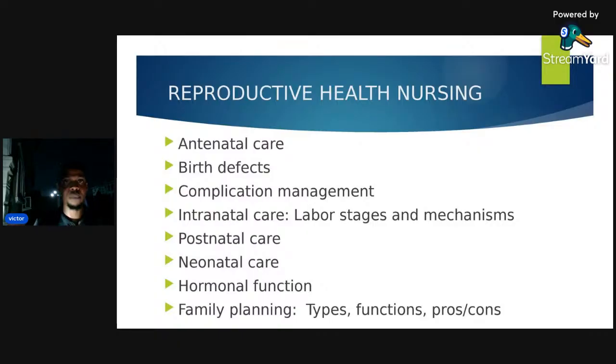So the next one is complication management. How do you manage complications? A lot of complications might occur during pregnancy. One of the complications that might arise during pregnancy is preeclampsia, which can also lead to eclampsia. But first, I will talk about preeclampsia. Pre means before. That is before eclampsia.